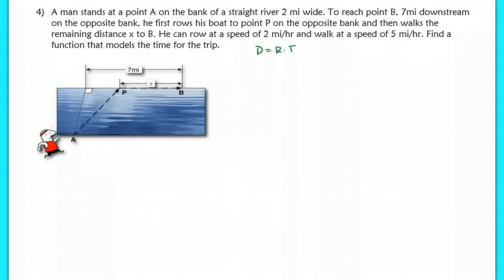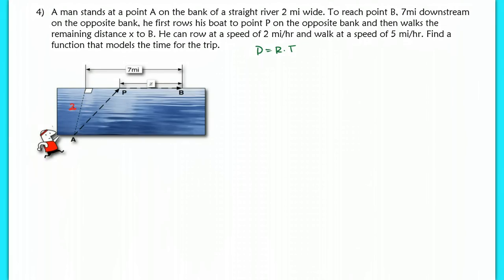So it says a man stands at a point, and that point is A, on the bank of a straight river that's 2 miles wide. So one of the things that you want to do when you're drawing this, obviously I already have the picture, but the fact that it's 2 miles wide gives you some information. This segment, I'll do it in red, this segment here is 2 miles wide, so this is 2.